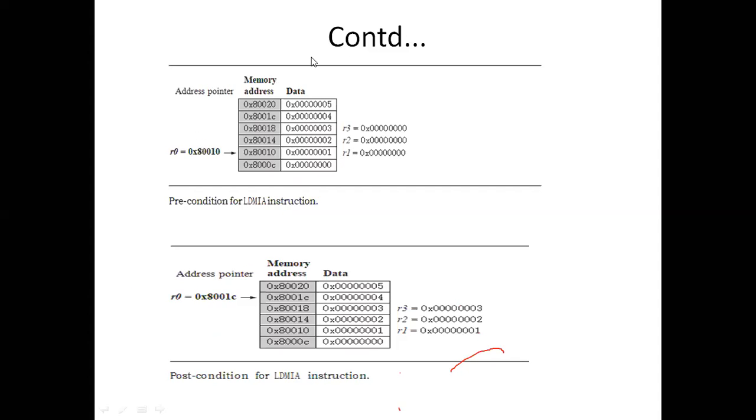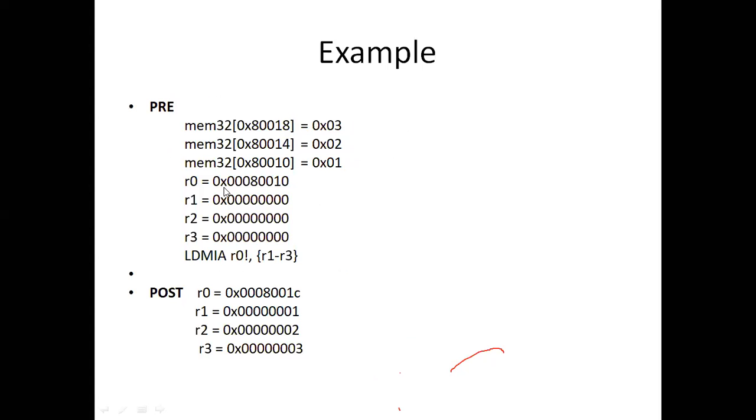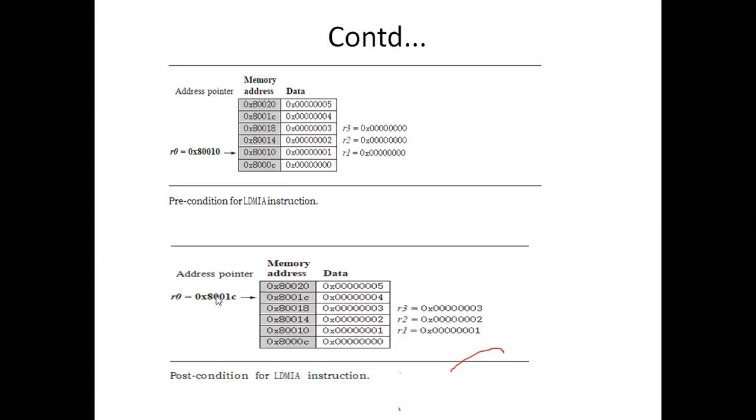So let us look at this one, how the precondition works for the LDMIA. R0 is equal to 0x80010 and R1 will be loaded with 0 initially. Initial condition is all these things, right? Once all these instructions get executed, what happens? R1 will have 1, R2 will have 2, and R3 will have 3, whereas R0 will have the next available word. What is that? 8001C. Initially, R1, R2, and R3 will have 0, and R0 will have the base address, that is 80010.